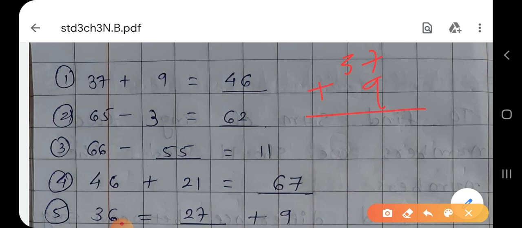9 plus 7 is 16. So 9 plus 7 means 9, 10, 11, 12, 13, 14, 15 and 16. 6 here and 1 carry. Then 1 plus 3, 4. So the answer is 46. 37 plus 9 is equal to 46. So the answer of the first is 46.